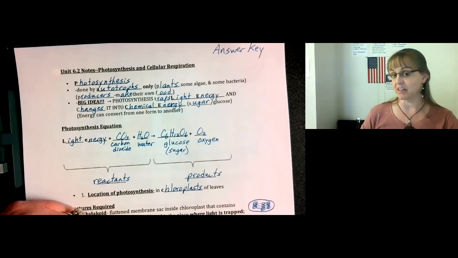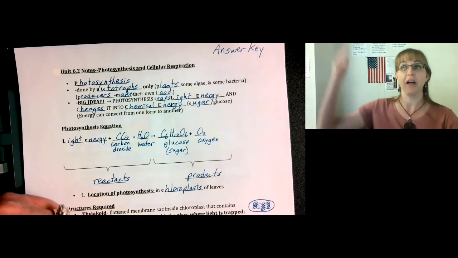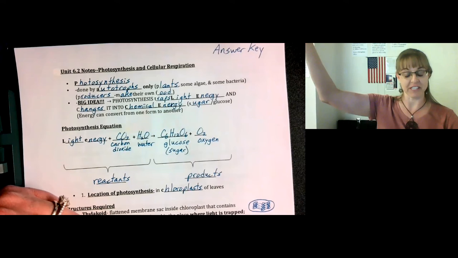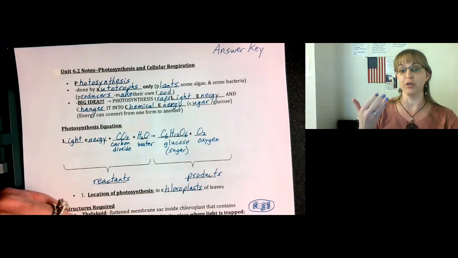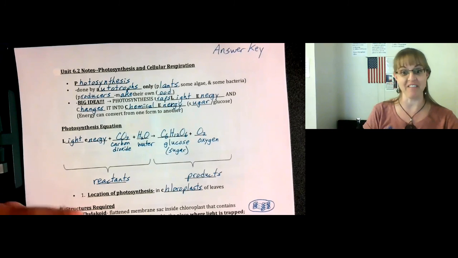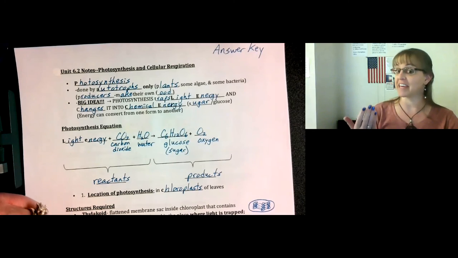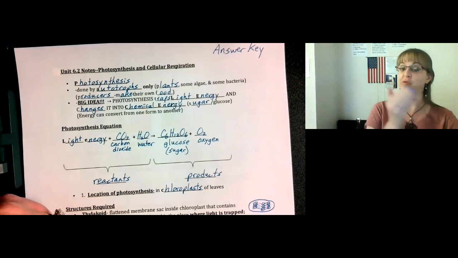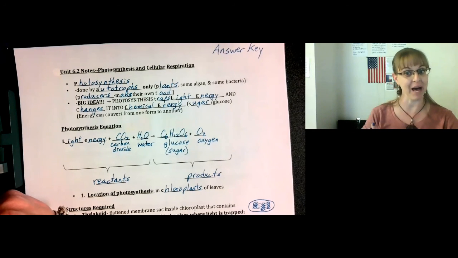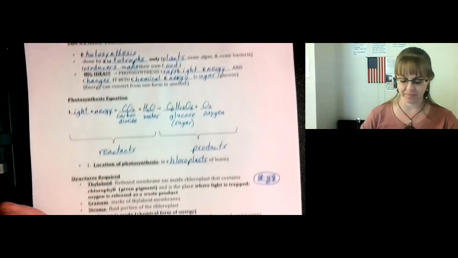Energy can actually be converted from one form to another. Solar energy from the sun is converted to chemical energy by photosynthesis, and then that chemical energy is converted to ATP energy by cellular respiration, which is the next thing we'll study.